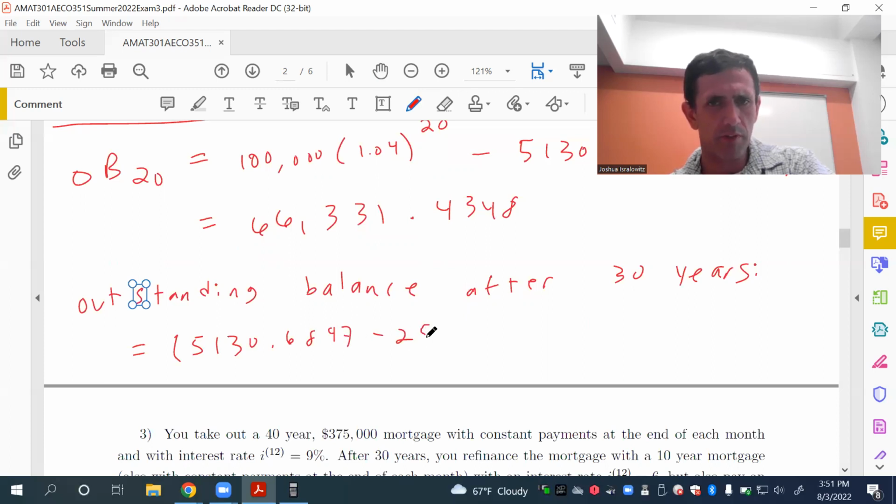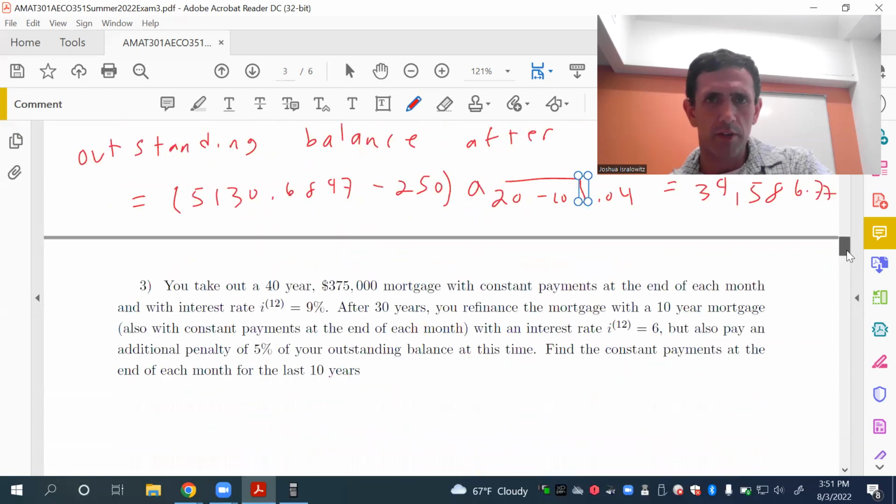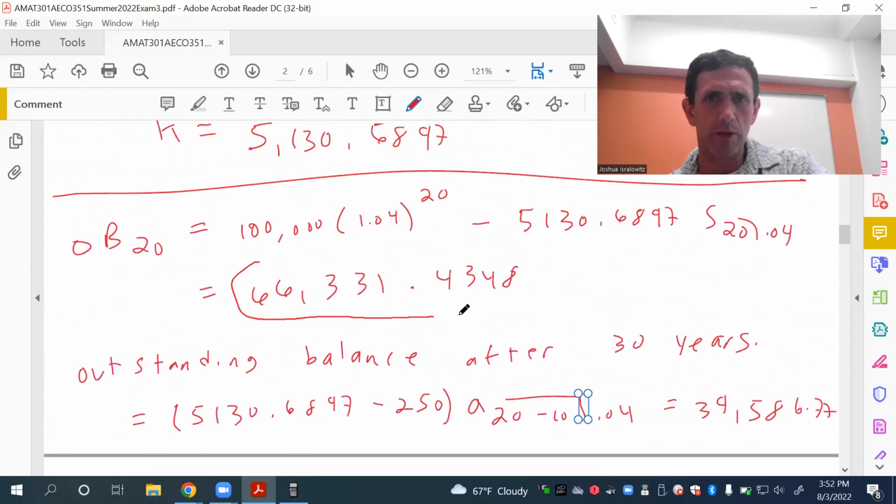So use the formula. It's a little easier to use the constant payment, constant interest formula. 5,130.69 minus 250. So it's 10 years into this new 20-year loan, 4%. So it's going to be 39,586.77. Okay, so those are our two outstanding balances.